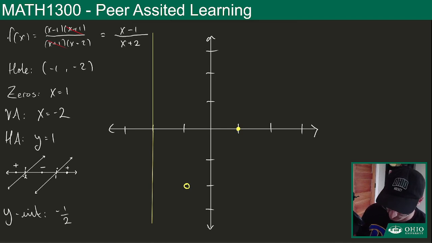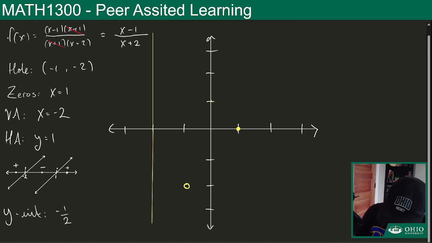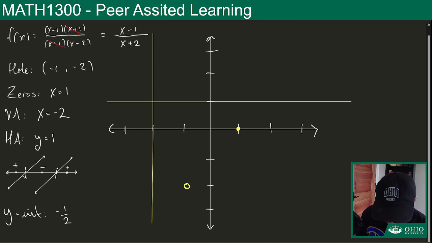My horizontal asymptote is y equals 1, so I can draw that horizontally on the graph. And then my y-intercept is -1/2, so I can draw a point there.